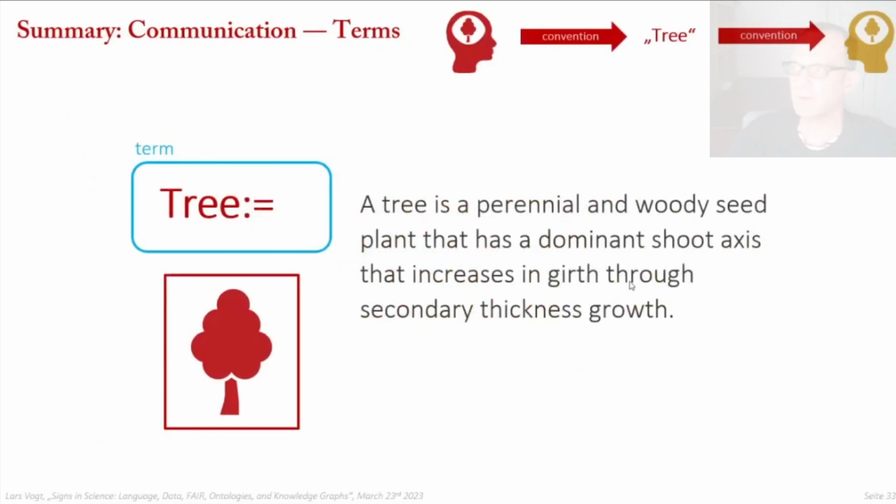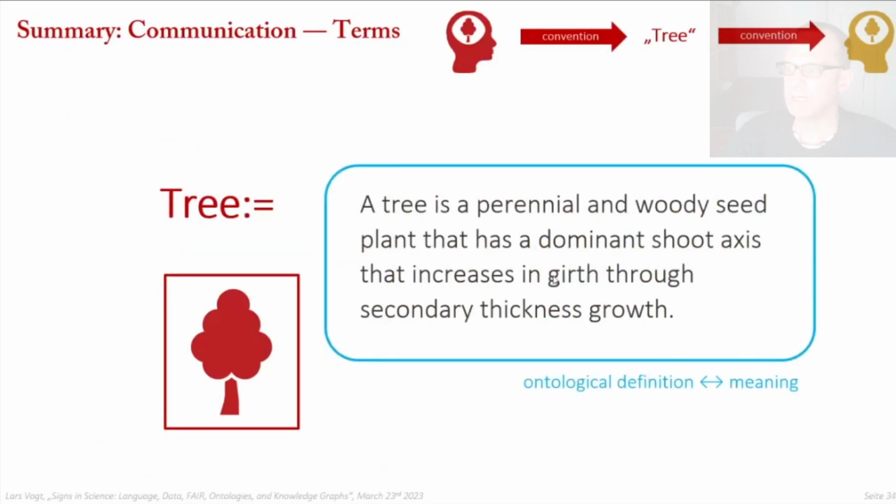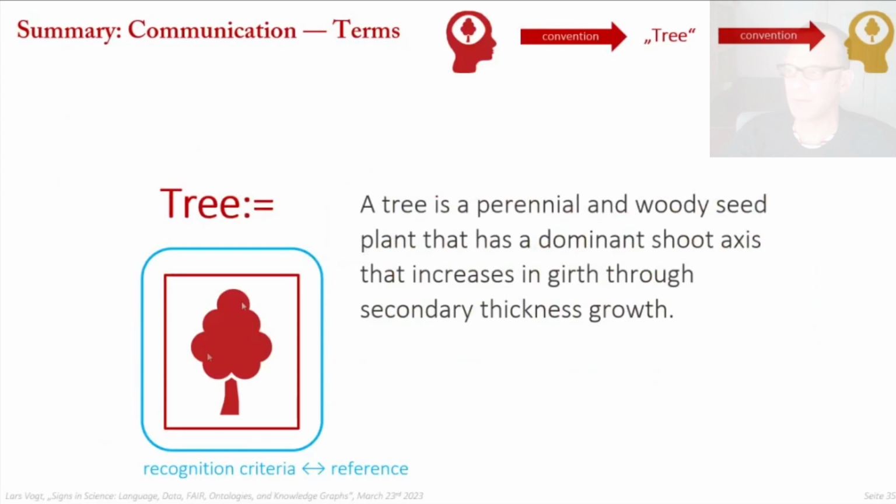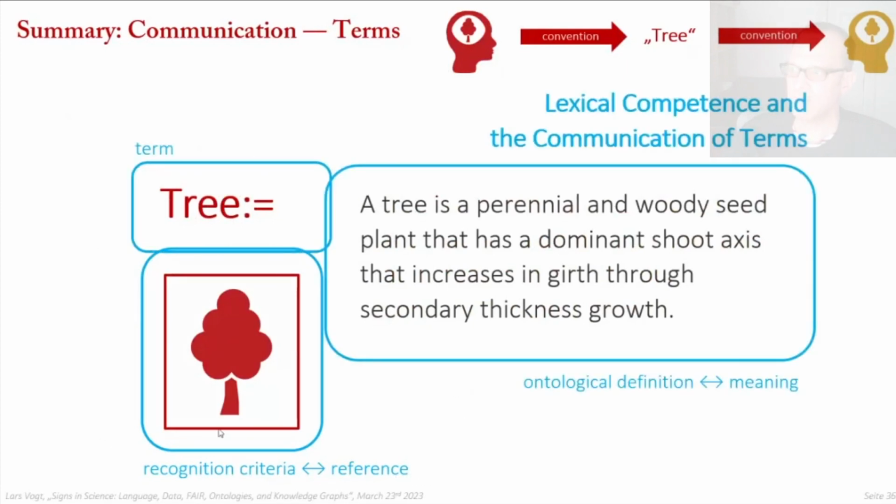So a summary of that part would be, we have a term, and if we want to communicate that term, we need to know what's the meaning of that term. We need an ontological definition. We also have to know how to recognize the real object to which the term refers. These are the recognition criteria that give us the reference of the term. And together, this information provides us with lexical competence that we need to communicate the term, in this case, tree.